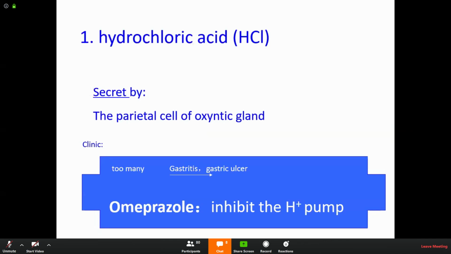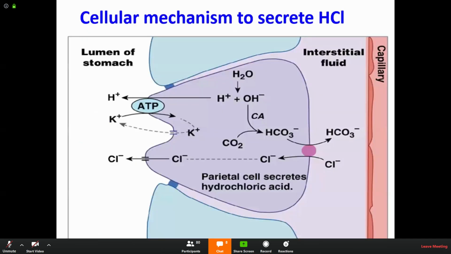Let's read about the mechanism of HCl secretion. Okay, this is very, very important. It has come many times in the exam. Mechanism of HCl secretion is very, very important. So this is the lumen of the stomach, and this is the interstitial fluid, and this is the parietal cell.